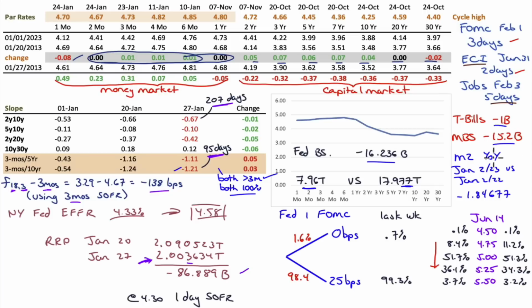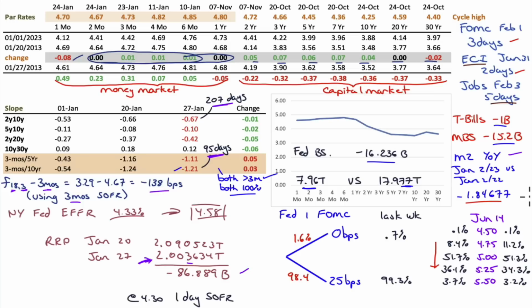Let's add M2 onto this. M2 year over year, because it's been getting a lot of attention, because this is the first time it's done this. So January 2nd, 23 versus January 2nd, 22. Down 1.84%. It is the first time M2 has shown negative growth year over year through history.